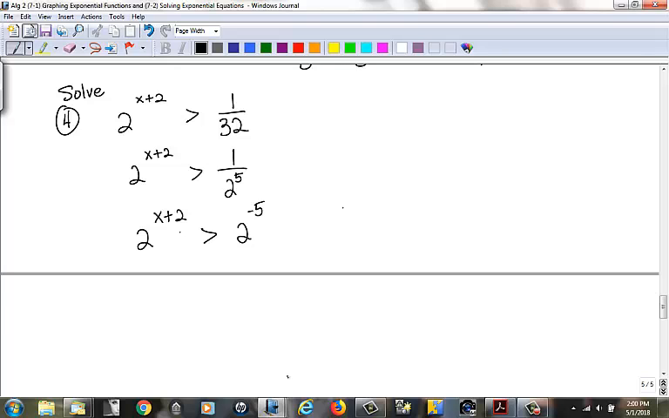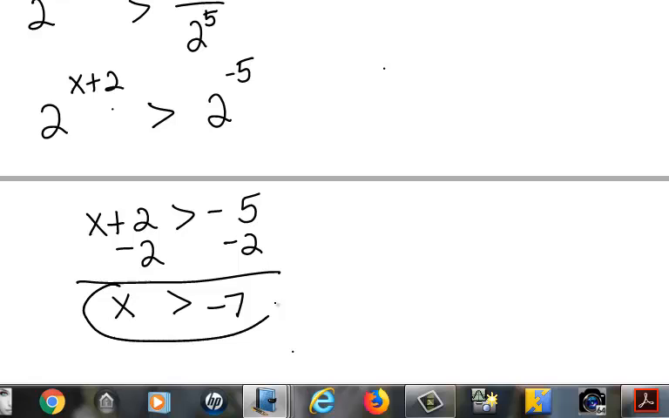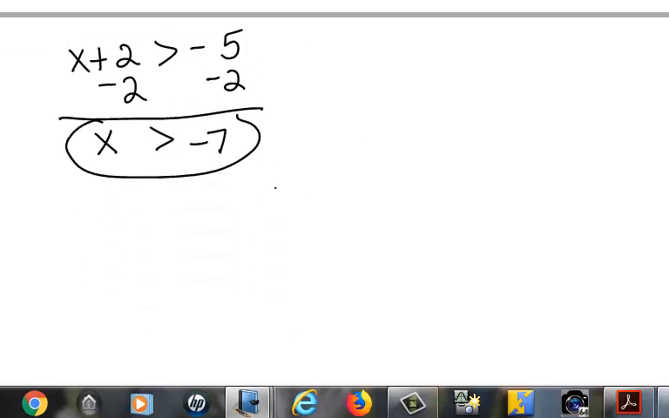So now, 2 to the x plus 2 is greater, so you've got to set x plus 2 greater than negative 5. What do you have to remember if you solve an inequality? If you multiply or divide by a negative, you reverse the arrow. On this one, we're just going to subtract 2. We're not multiplying or dividing. So x is greater than negative 7. Everybody okay with that one?